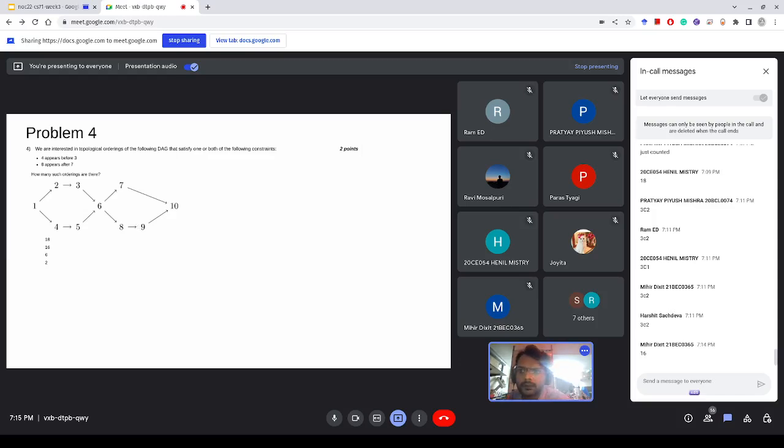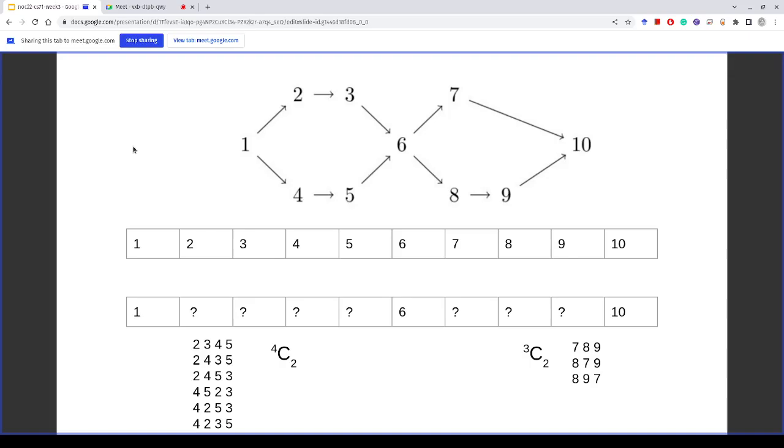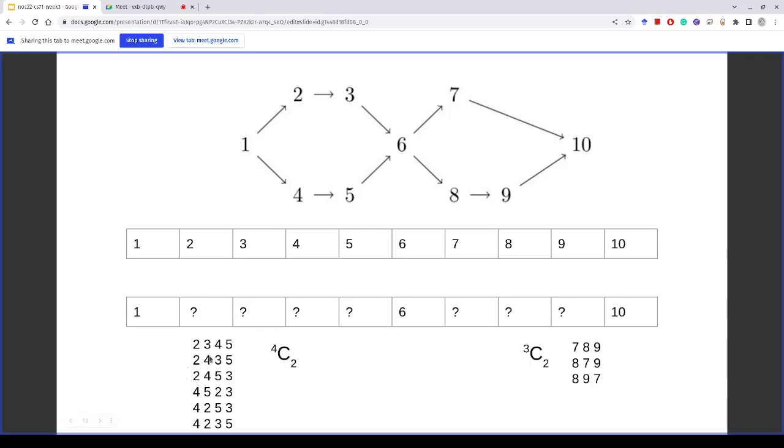Okay, I only got one answer, and let's look at it. So you had these possible orderings here, and your constraint is that 4 appears before 3. So the constraint will break if 3 appears before 4. And let's count how many orderings have 3 before 4. You have only one ordering here, 2, 3, 4, 5, which has 3 before 4. So only one ordering breaks this constraint.